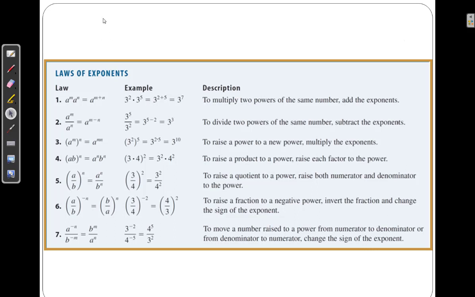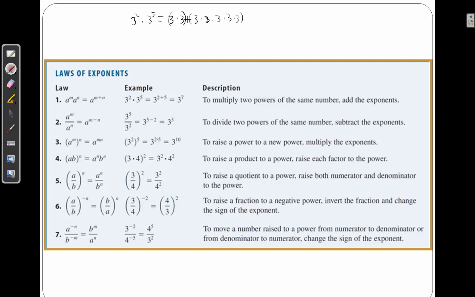If you look at 3 squared times 3 to the 5th, 3 squared literally means, by the definition we just saw, 3 times 3. Put that in parentheses. And 3 to the 5th is just 5 threes. Times 3 times 3 times 3.